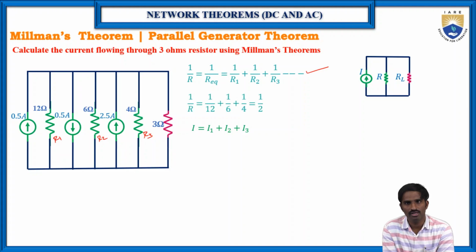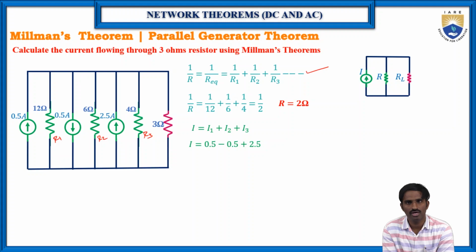So here R1 is equal to 12 ohms, R2 is equal to 6 ohms and R3 is equal to 4 ohms. So 1 by 12 plus 1 by 6 plus 1 by 4 is equal to 1 by 2. Then R is the same value as before, which is 2 ohms, because of course it is the same circuit with the same resistors. The only difference is that those were voltage sources, and here these are the current sources.